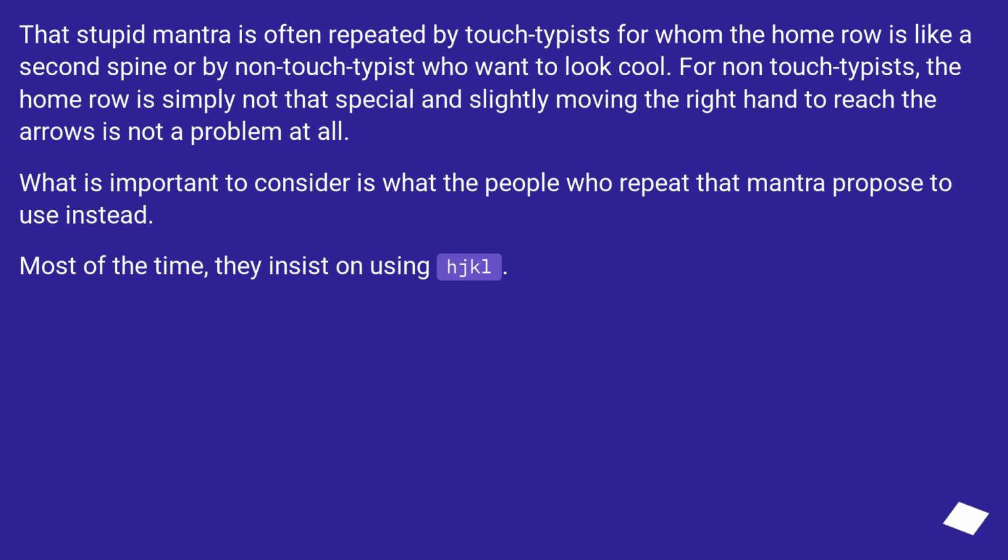That stupid mantra is often repeated by touch typists for whom the home row is like a second spine, or by non-touch typists who want to look cool. For non-touch typists, the home row is simply not that special, and slightly moving the right hand to reach the arrows is not a problem at all. What is important to consider is what the people who repeat that mantra propose to use instead. Most of the time, they insist on using HJKL.